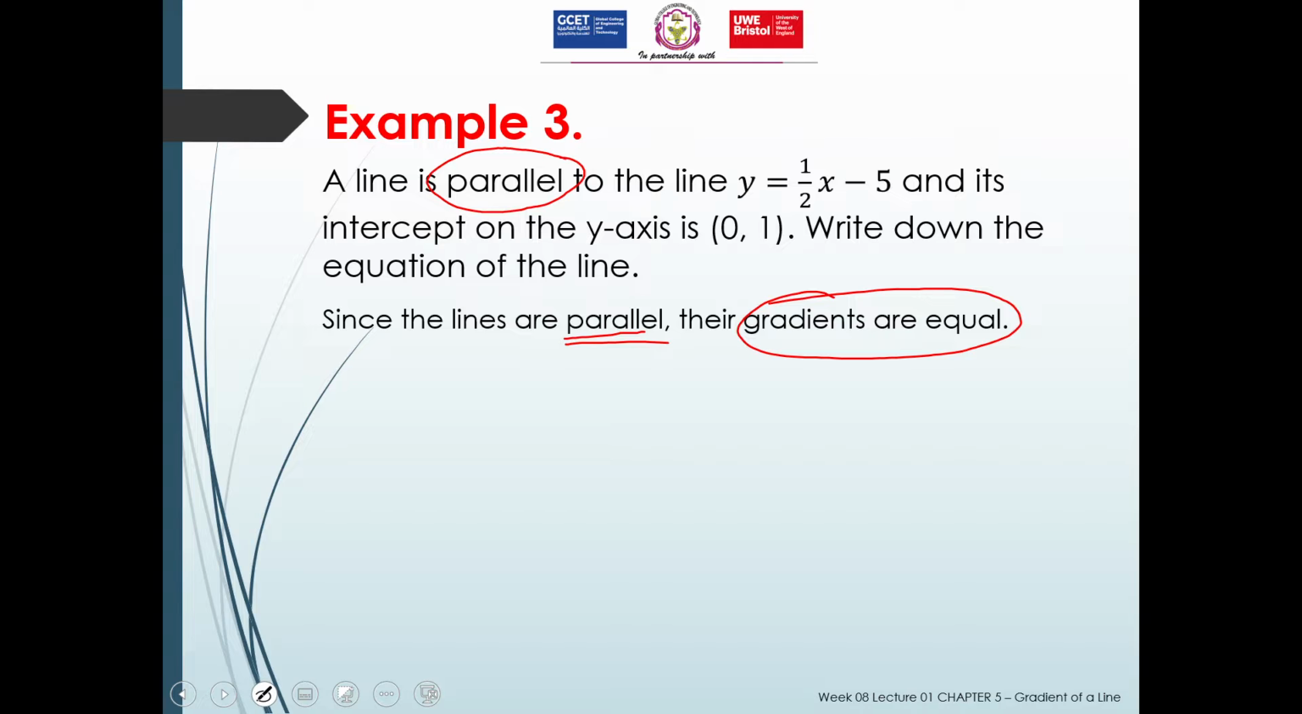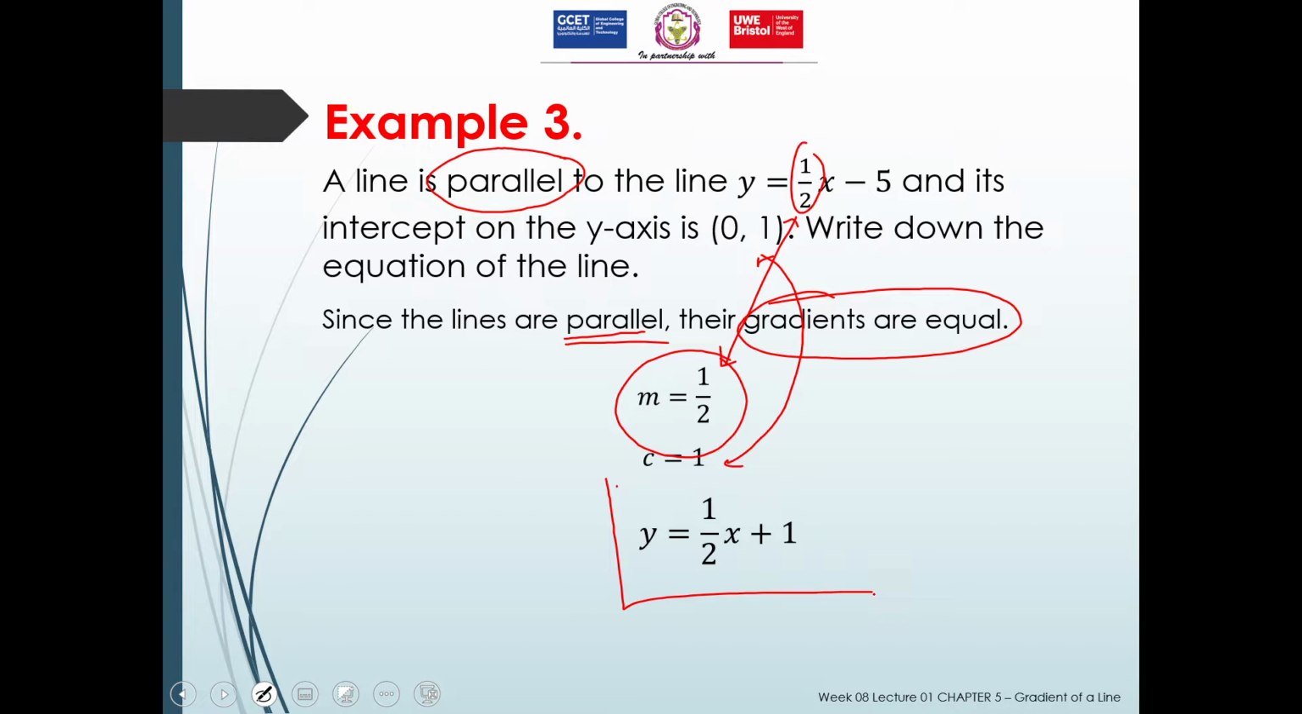So from the given equation, y equals 1/2 x minus 5, we get the gradient equal to 1/2. It's very clear. That's the numerical coefficient of x. So m is equal to 1/2. Now we are also given the intercept on which the second line crosses the y-axis, which is (0, 1). This gives us the value of c equal to 1. Therefore, the equation of the other line, which is parallel to the line y equals 1/2 x minus 5, is y equals 1/2 x plus 1.